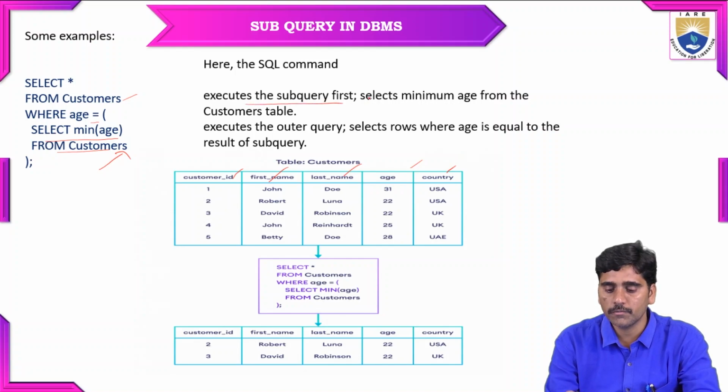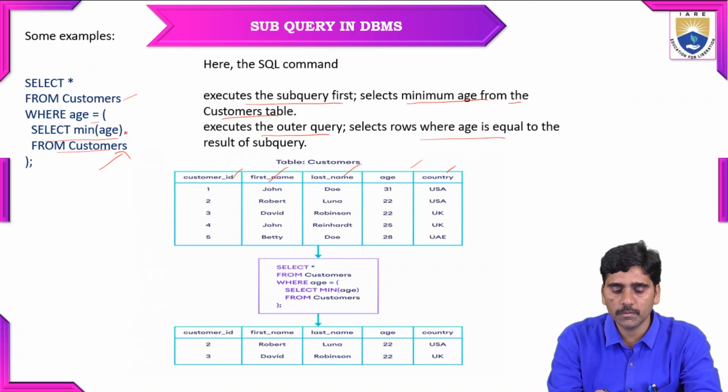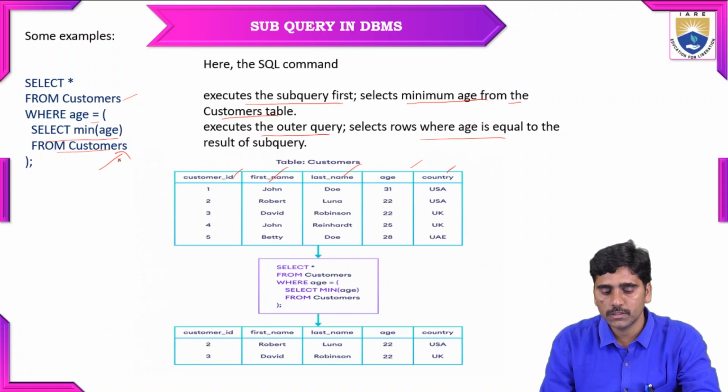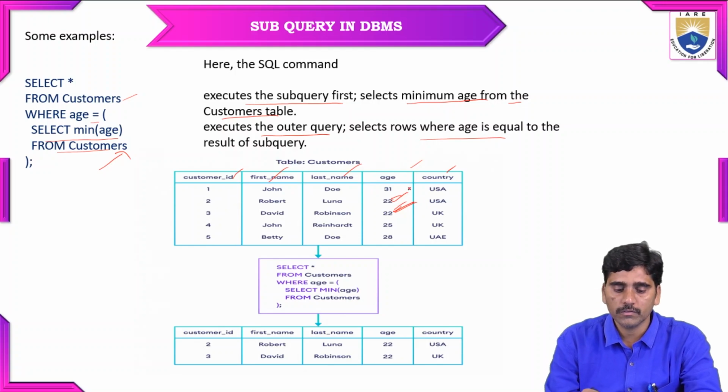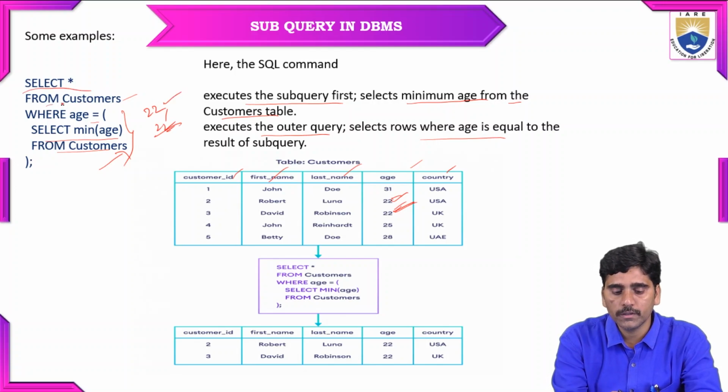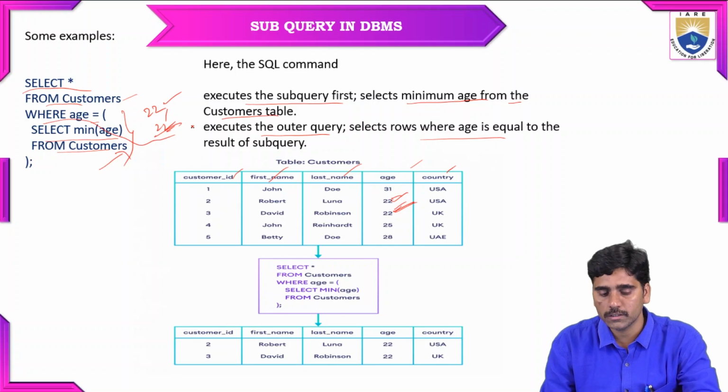It executes the subquery first: select minimum age from customer table. Then it executes the outer query: select rows where age is equal to the result of the subquery. Whenever you perform this minimum age query on customer, it displays the minimum age, which is 22, so these two rows will be displayed. Now select star from customer, where age equals 22. Then whoever has age 22 will be displayed automatically.